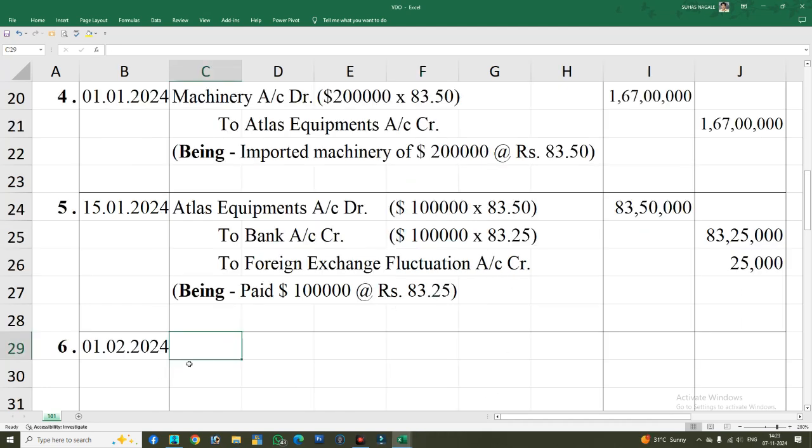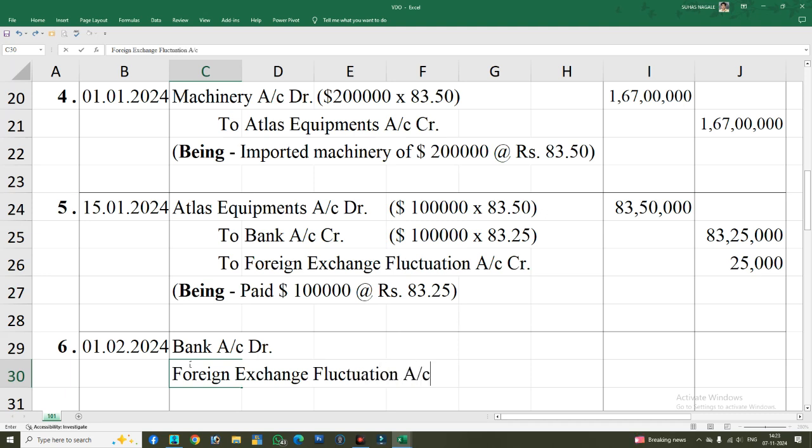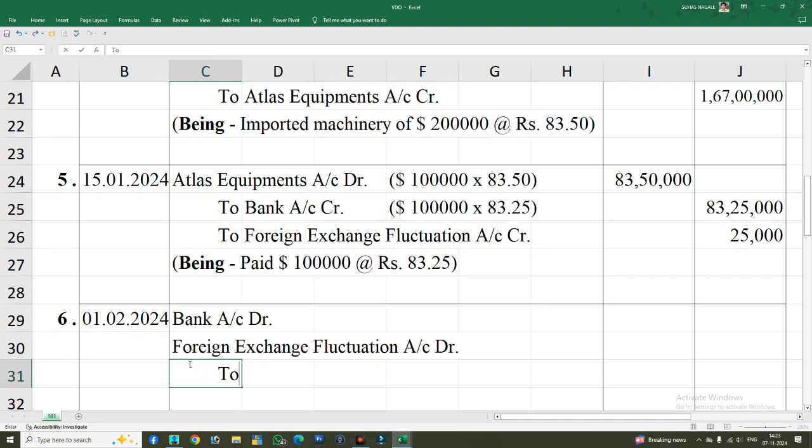We have to record the entry for receipt. So bank account debit. There is a loss, and loss is always debit. So we have to record first foreign exchange fluctuation account debit, and to Evershine Traders account credit. Same as per the previous entry, we have to record into bracket.